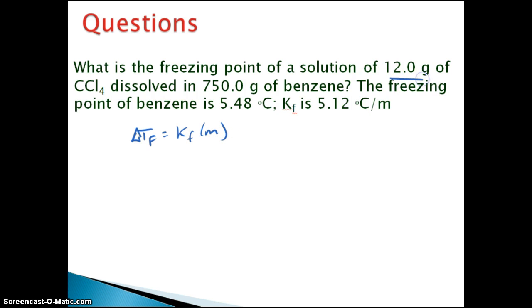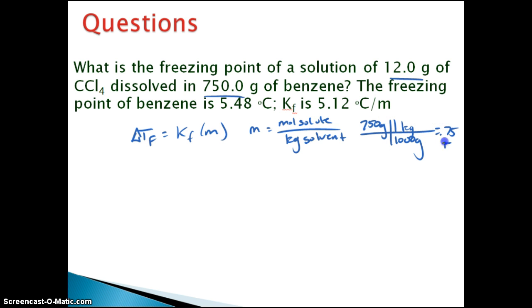So you're given that there are 12 grams of carbon tetrachloride and 750 grams of benzene. Again, we're going to remember that molality is equal to the moles of solute over your kilograms of solvent. Right, so we have to change everything into the proper units. This time I'm going to start with our solvent, which is benzene. We have 750 grams. We know that there are 1,000 grams in 1 kilogram, so that's 0.75 kilograms of benzene.